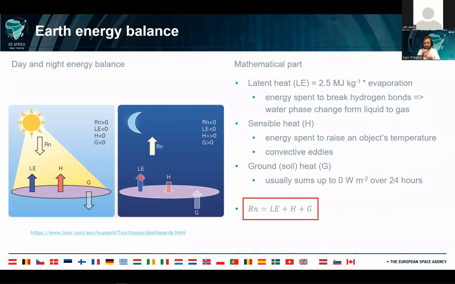What you see here in the box is a simple formula that's called energy balance. On the left side, you see net radiation, the energy that reaches the Earth. On the right side, you see the energy fluxes: latent heat flux, water evaporation; sensible heat flux, temperature increment; and ground heat flux, temperature of the soil increment.